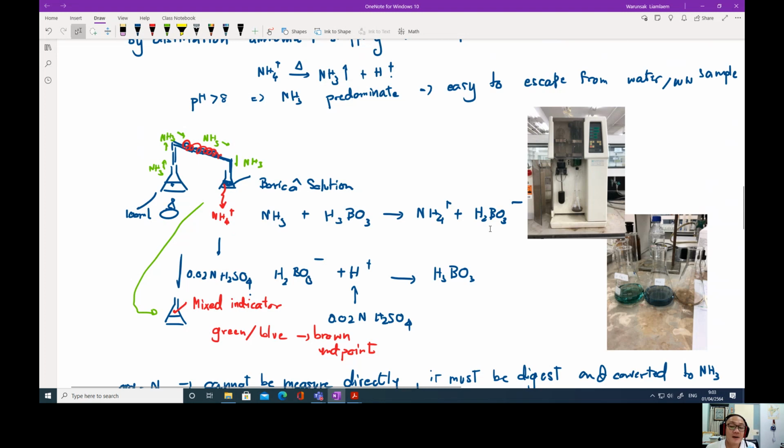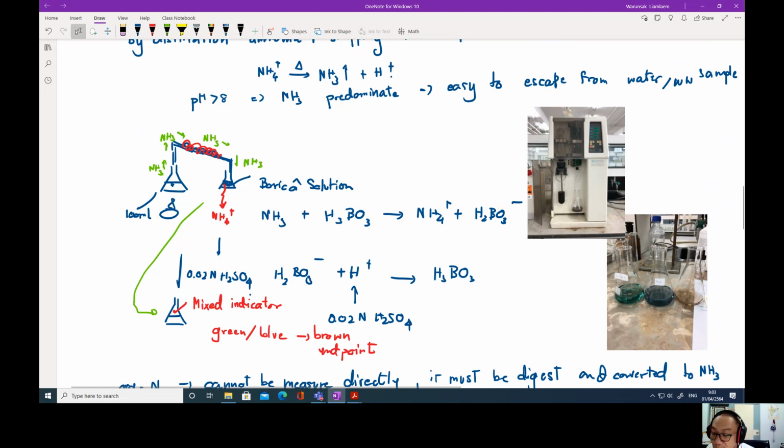The presence of the borate generated due to this reaction can be measured by performing a titration of these solutions against sulfuric acid, but its concentration is only 0.02 normal sulfuric acid. This one. Titrations against this one, and at the end point, the color will turn from either green or blue to the brown endpoint. So you can have a look here.